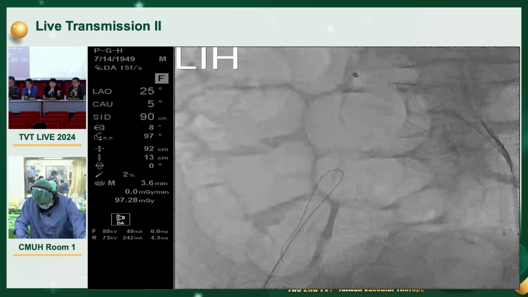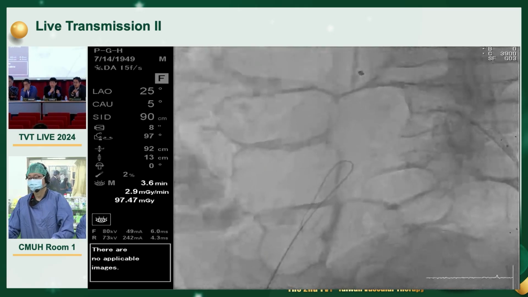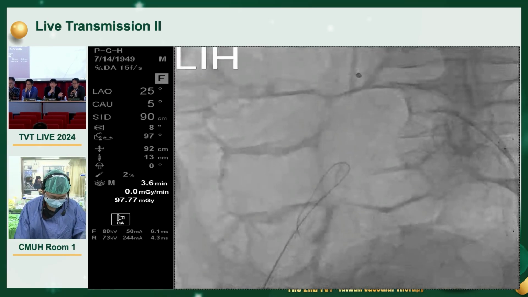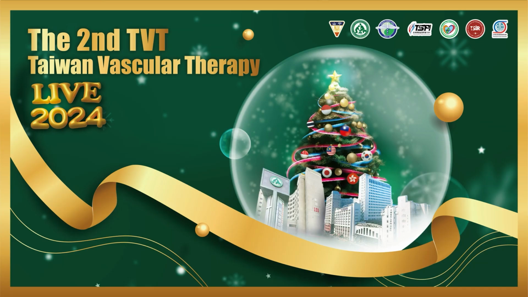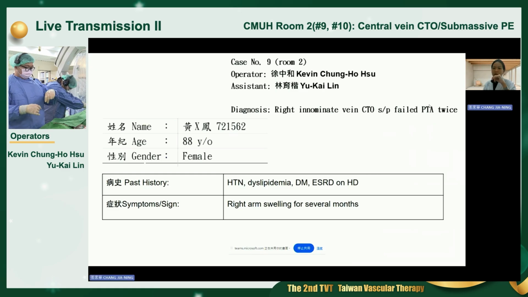I want everybody to know these two case histories first, so please give us the case presentation first. A case of right innominate vein CTO, which failed PTA two times. The operator will be Xu Zhonghe, and the assistant will be Dr. Lin Yukai, and the operator Kevin. It's an 88-year-old female with underlying hypertension, dyslipidemia, DM, and ESRD on hemodialysis. Her symptom is right arm swelling for several months.